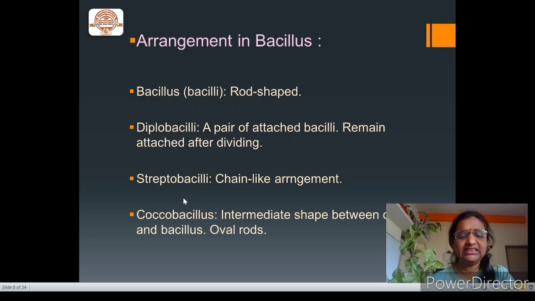There is a third shape which occurs between cocci and bacillus. It is cocobacillus. Cocobacillus is the intermediate shape between cocci and bacillus. These are the oval rods. They are neither exactly rod nor exactly coccus. They are oval-shaped bacteria called cocobacilli.